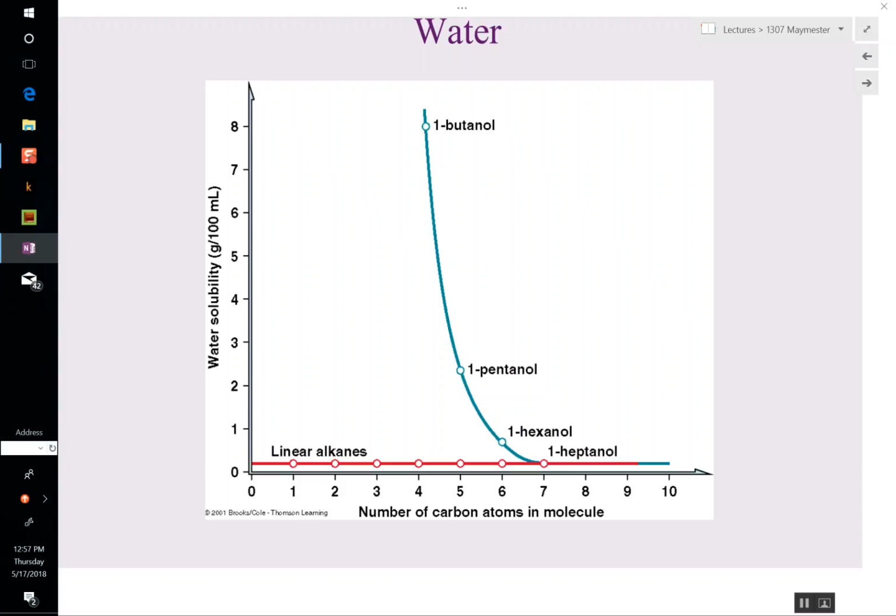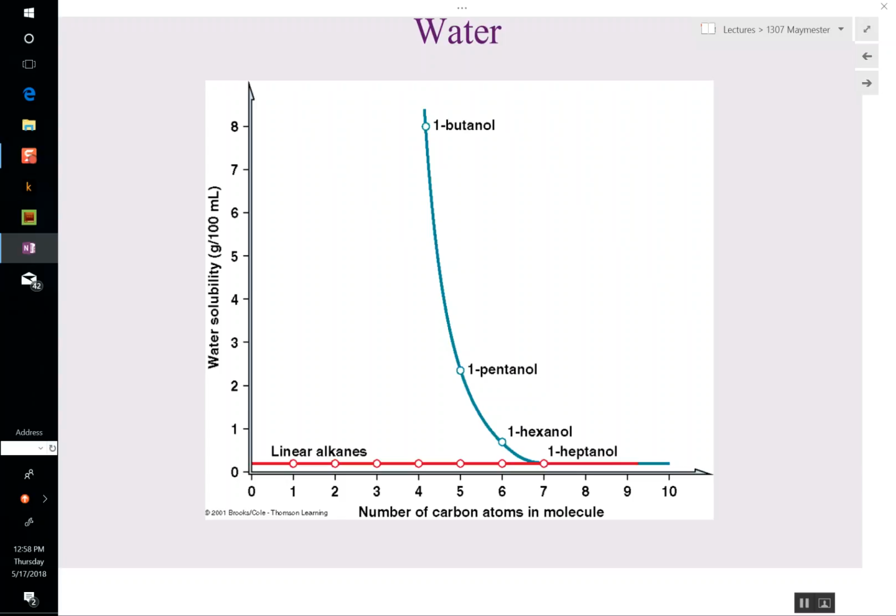Okay, but here's the alcohols here. 1, it's off the charts. 2, off the charts. This is ethanol, propanol, butanol. About 8 grams per 100 milliliters of water. Pentanol, 5 carbons long, 1 OH group. Let's look at pentanol.